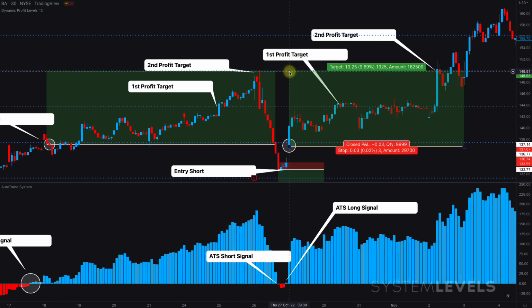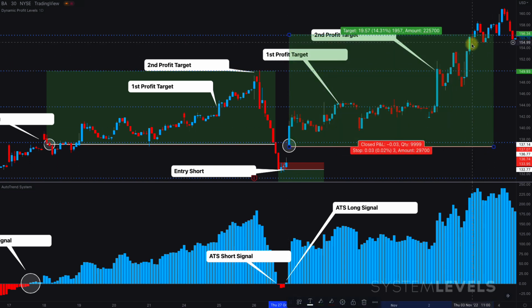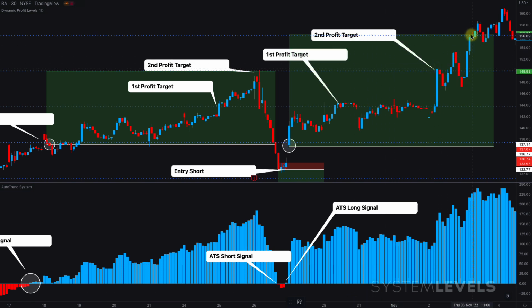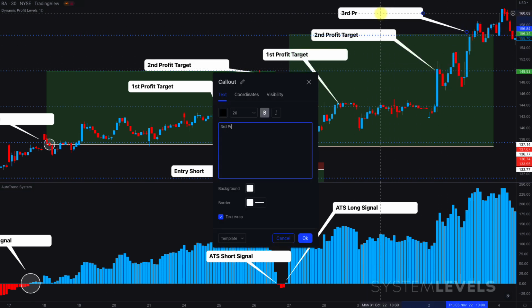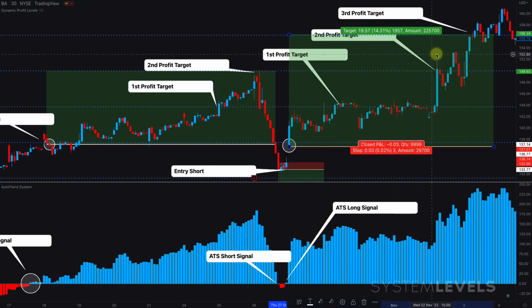And as you can see, price comes back up, continues higher rather, and hits our third profit target right here. That's the third profit target. That is a total gain of 19.57 for our last third. So 19.57 times 333 shares. That is a final profit of $6,516. So we have exited our full position at that point.